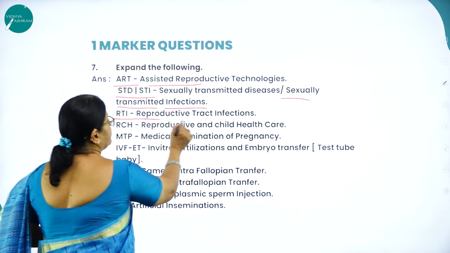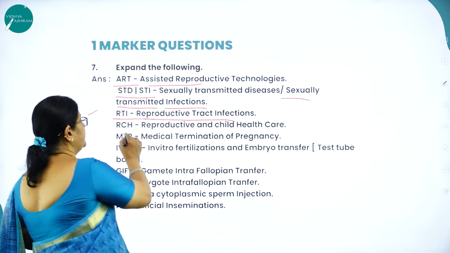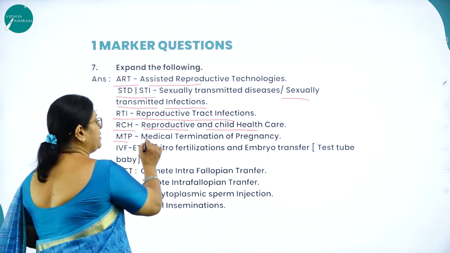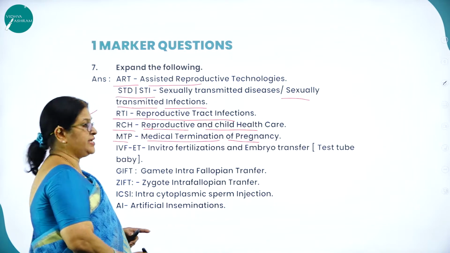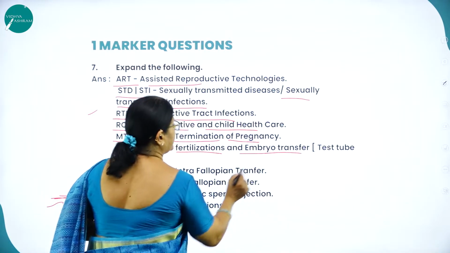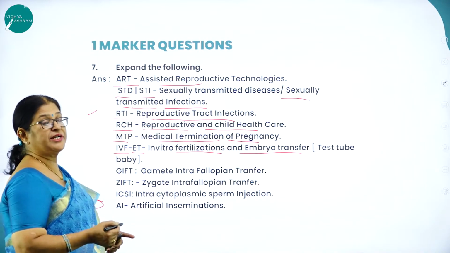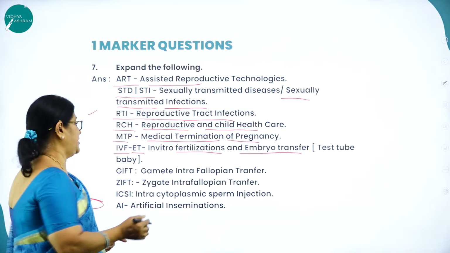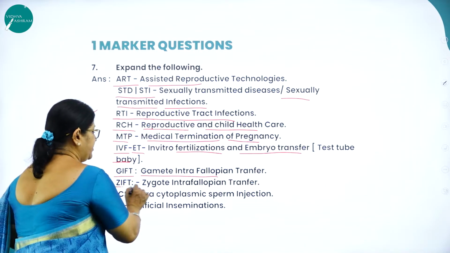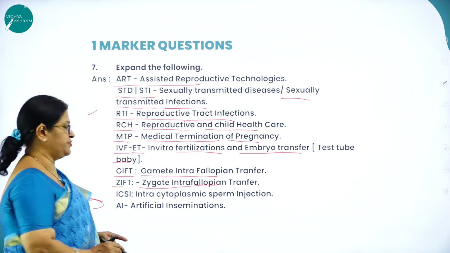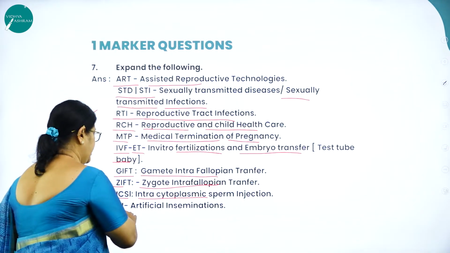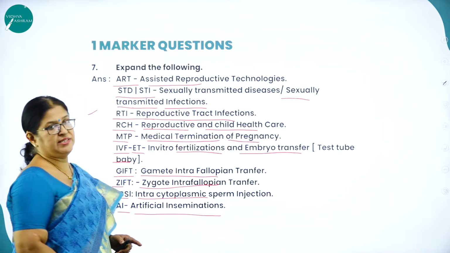Then RTI, reproductive tract infections. Then RCH, reproductive and child health care. Then MTP, medical termination of pregnancy. Then IVF, ET, in vitro fertilization and embryo transfer. We call this also the test tube baby method. GIFT, gamete intrafallopian transfer. ZIFT, zygote intrafallopian transfer. ICSI, intracytoplasmic sperm injection. Then AI, artificial insemination.